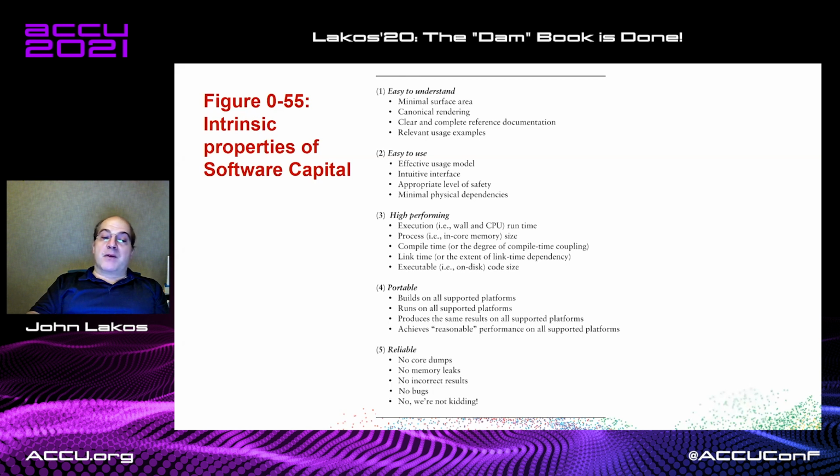And then finally, it has to be reliable: no core dumps, no memory leaks, no incorrect results, no bugs. No, we're not kidding. How do you achieve that? Well, the way you achieve that is by decomposing the problem into something so small and independent that it can be tested in isolation. And then you test each higher level piece in terms of those pieces, like Dijkstra said, that have already been tested thoroughly. That is the only way I know how to write software reliably.